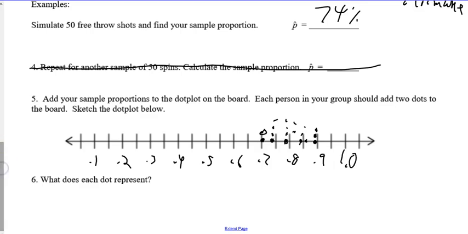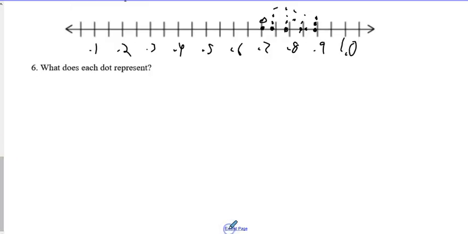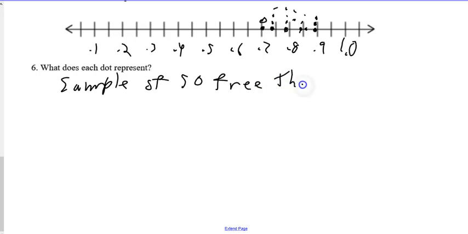All right. Now, what does each dot represent? Okay? It's a sample of 50 free throws percentage made. So each one of those is a sample of 50 and the percentage made for that sample of 50. Because each one of us ran a simulation with 50, and that's our percentage.